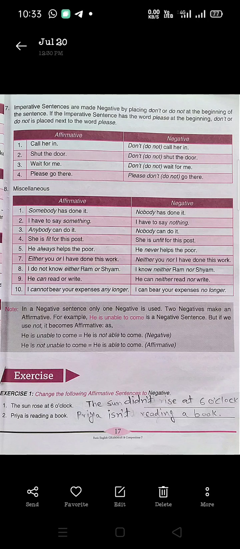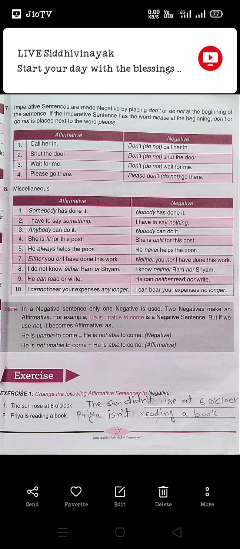If the imperative sentence has the word please at the beginning, don't or do not is placed next to the word please. Means after please we use don't, if there is please in the sentence. So, call her in, don't call her in. Shut the door, do not shut the door. Wait for me, don't wait for me. Please go there, please don't go there. Here we have used don't after the word please.